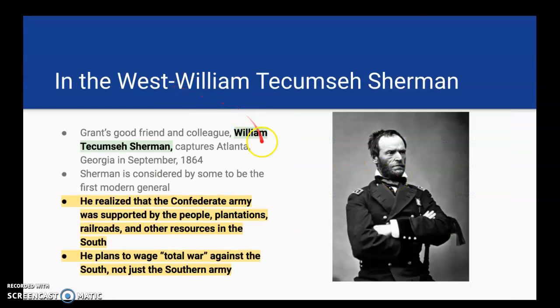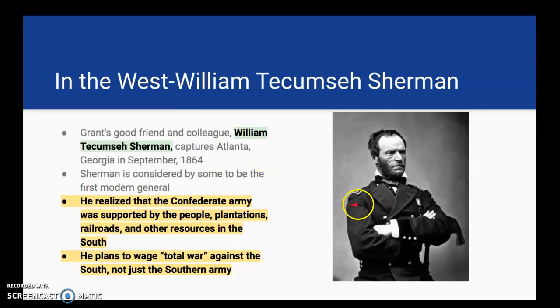All right, so in the West, we've been talking about all that stuff about the Overland Campaign in the Eastern Theater, in Virginia mainly. But in the West, one of Grant's most trusted generals was a guy named William Tecumseh Sherman, William T. Sherman. He captures Atlanta, Georgia in September 1864.